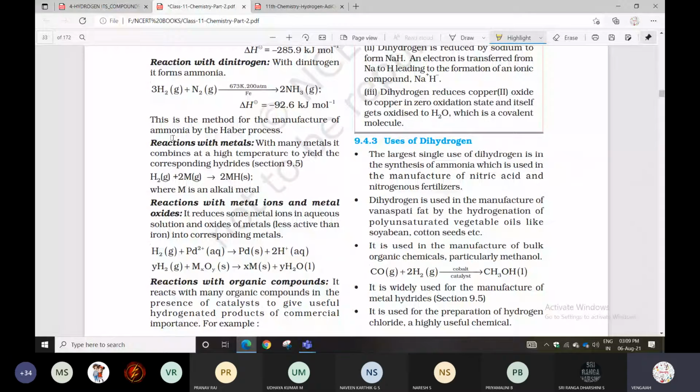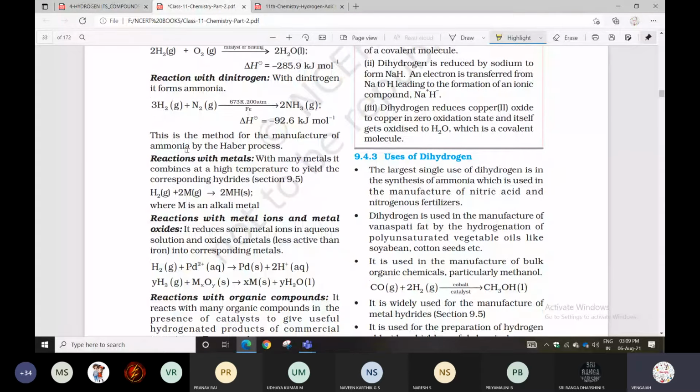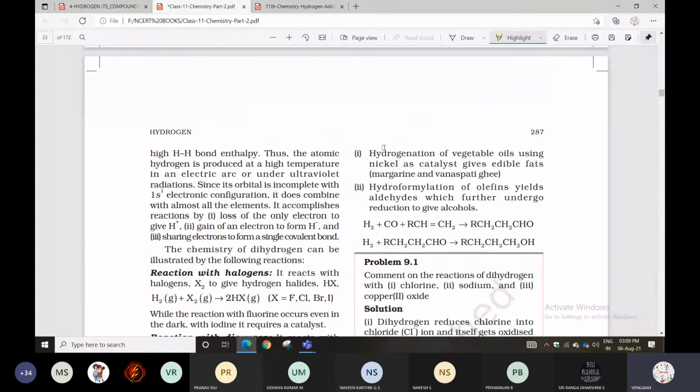The reaction with organic compounds also. It reacts with many organic compounds. In the presence of a catalyst, it gives useful hydrogenated products of commercial importance, for example. What are the examples? Hydrogenation of vegetable oil using nickel as a catalyst gives edible fats, nothing but vanaspati ghee.